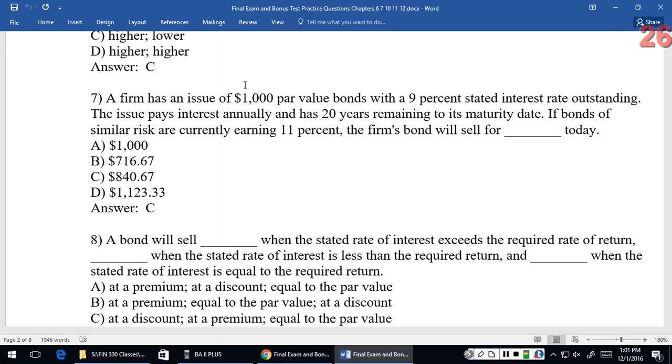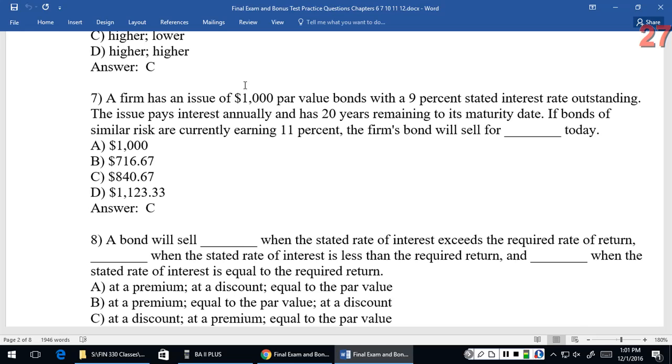Now first of all, you've got 4 answers listed here, 4 possibilities. This bond is paying a 9% coupon. Current market rates for a bond like this are 11%. Because interest rates have gone up from 9 to 11, is this bond going to sell for more than $1,000 or less than $1,000? If interest rates go up, what happens to bond prices? They go down, okay? So automatically, you know that A is not correct and D is not correct. So we've got B and C to work with.